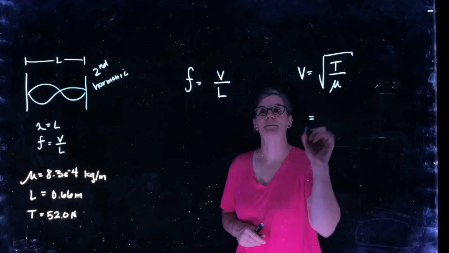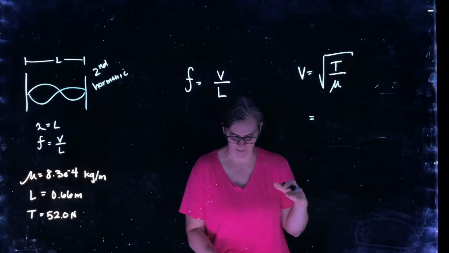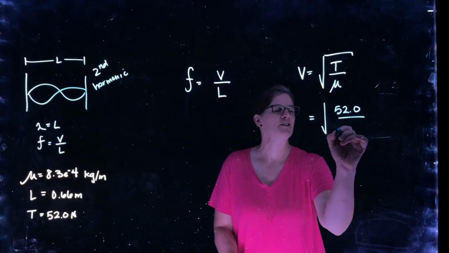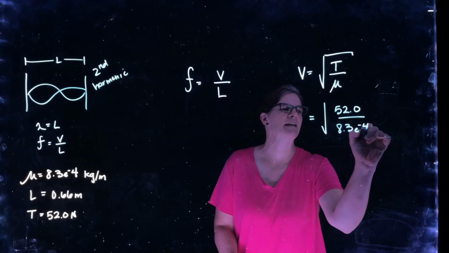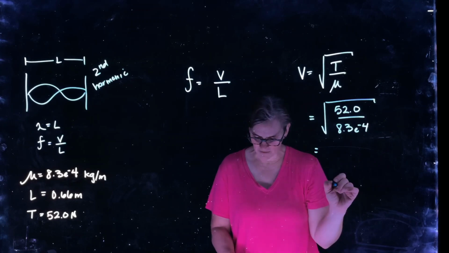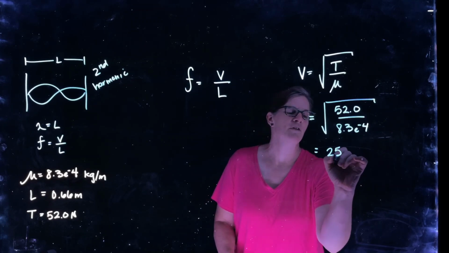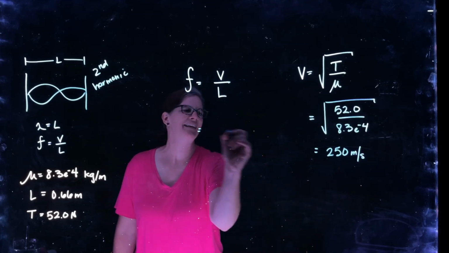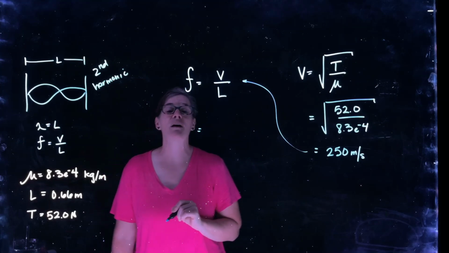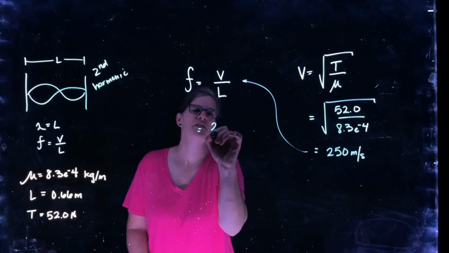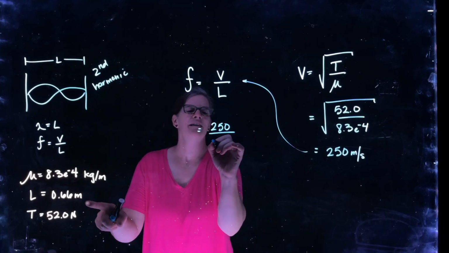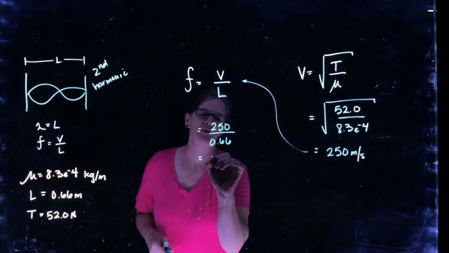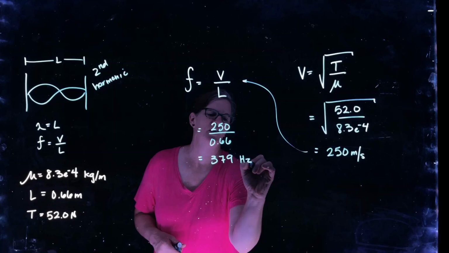So now we can just simply apply these principles directly to our problem. So we have the square root of 52 newtons divided by my linear density, 8.3 times 10 to the minus 4. And we find that that wave is moving with a speed of 250 meters per second. So we can use that information in our frequency equation. So we have 250, the length of 0.66 meters, and our frequency of the second harmonic then is 379 hertz.